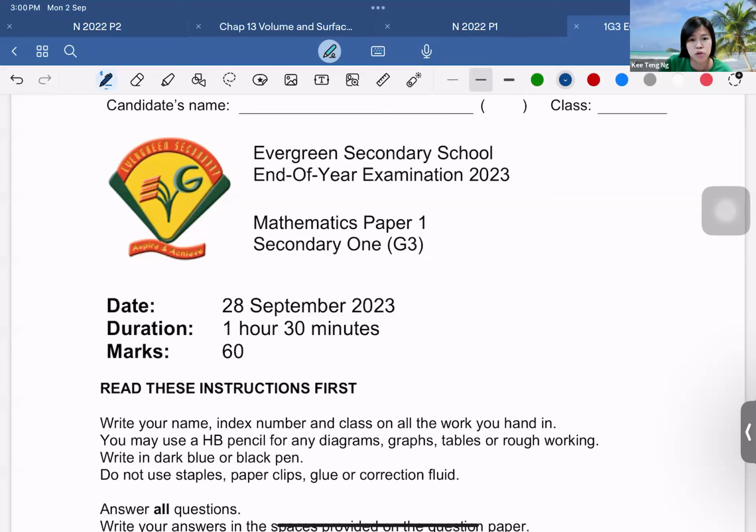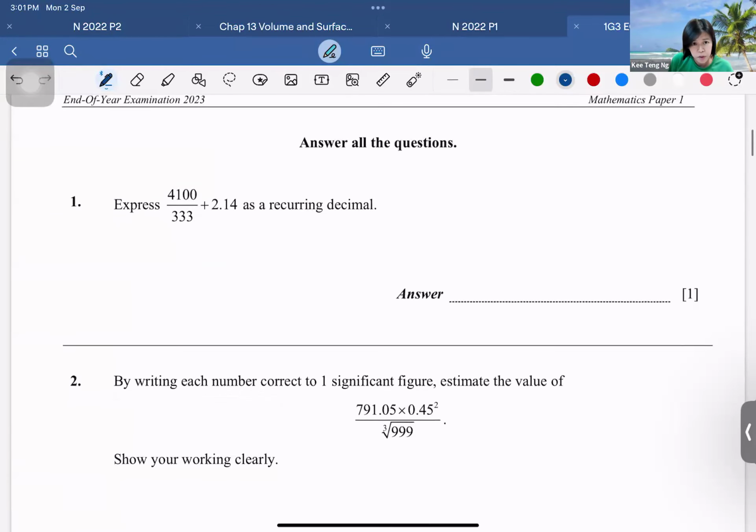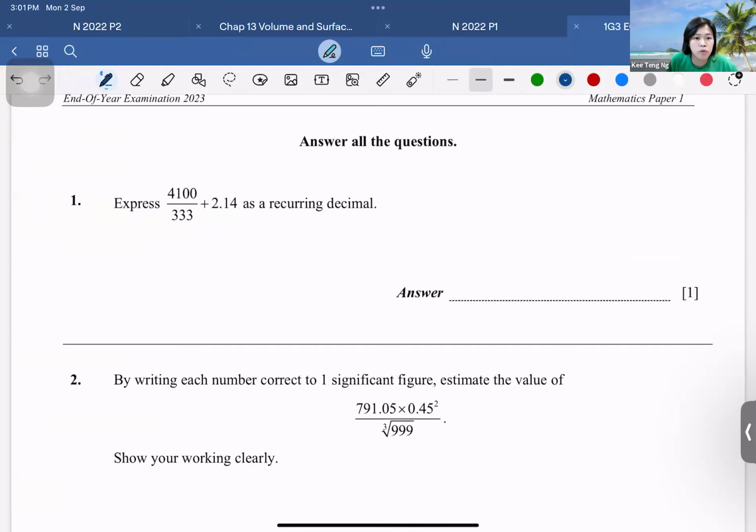Today we're gonna go through Evergreen Sec 1 2023 paper 1. This is not a very difficult paper, so still quite doable. Okay, so let me go through some of the questions from the beginning. So let's start with question number 1 over here.